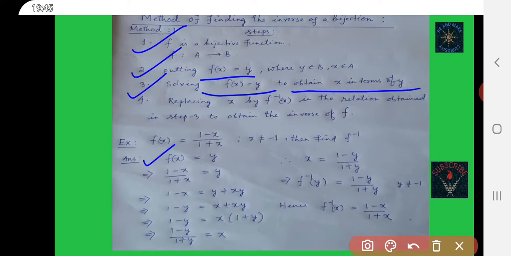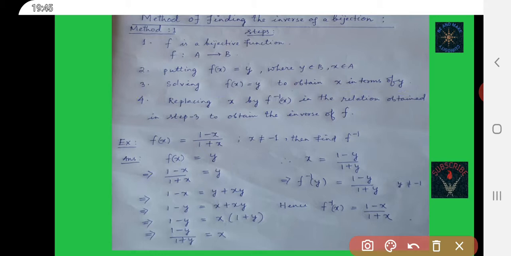So you simplify here. You know f of x is 1 minus x by 1 plus x is equal to y. Now you simplify, okay? You multiply 1 plus x with y, then you get 1 minus x is equal to y plus xy. Then you take this x to right side and y left side, okay? Then you get 1 minus y equal to x plus xy.